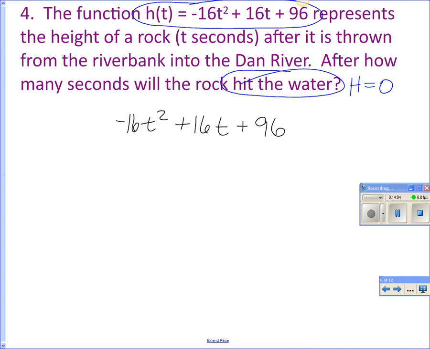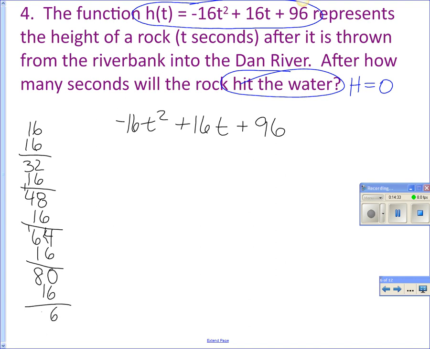So always check your front number. So let's check that. So 16 and 16. What do you get when you add those? 32. What do you get when you add another 16? 48, 64, 80, 96. Okay, so we count the 16s. 1, 2, 3, 4, 5, 6.